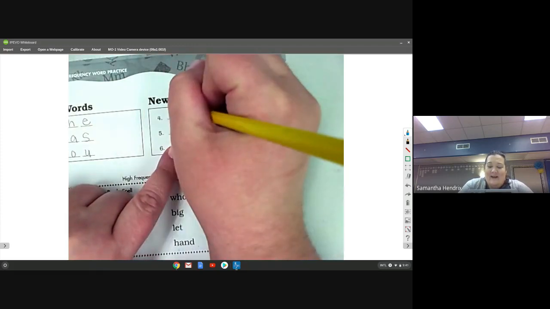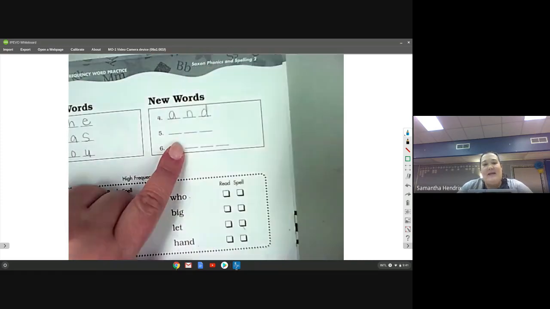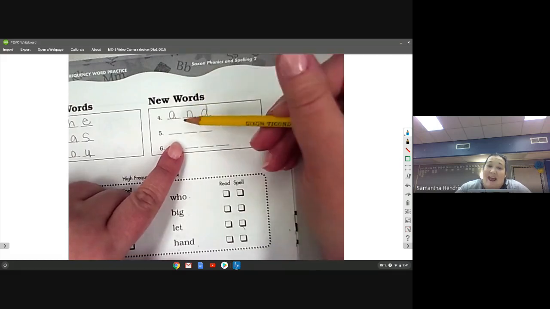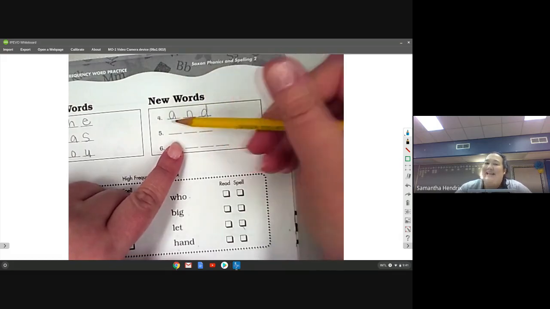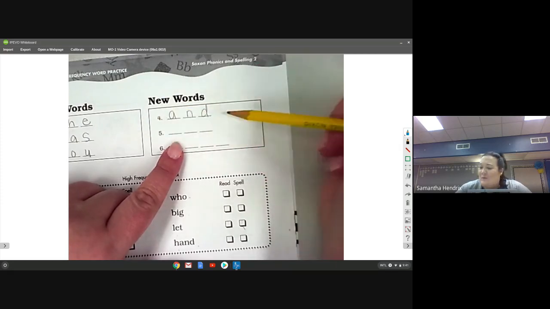And. Ah. D. And. Okay. So this is one of those words. When we sound it out, it kind of has an E sound. These are our sight words, so they don't follow rules.